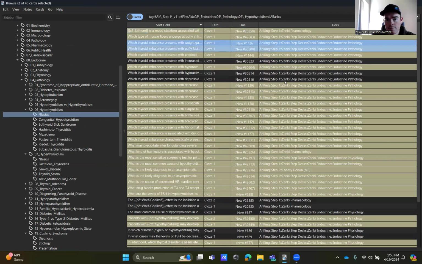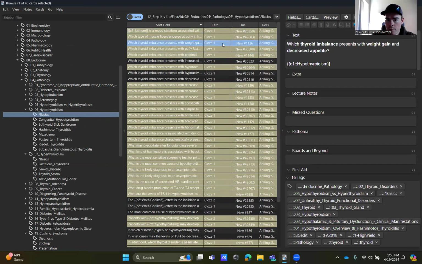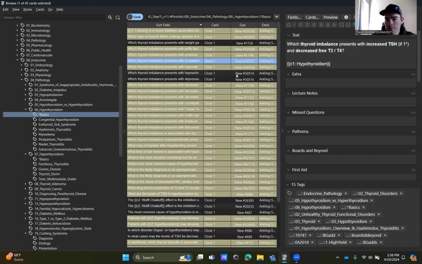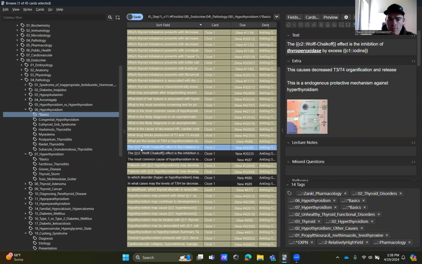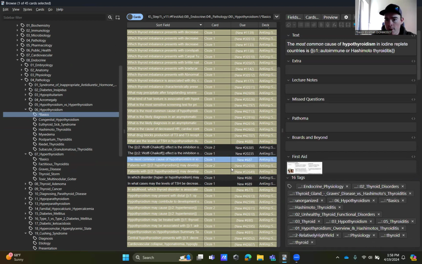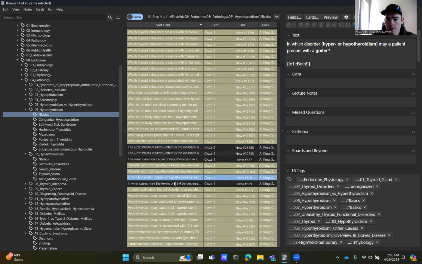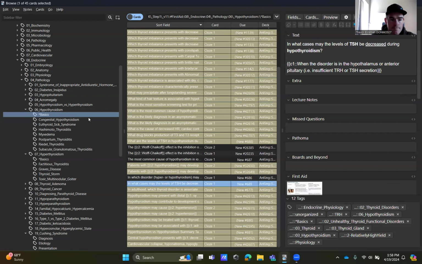And in basics, we're going to be jumping around. So you want number 3, and then you want number 6, 8, and 9. And then you're going to scroll down here, and you're going to look for the Wolff-Chaikoff effect. So these 2 cards here, you're going to get both those Wolff-Chaikoffs. Then the one after that, skip 2, come down and grab these 2 cards here.